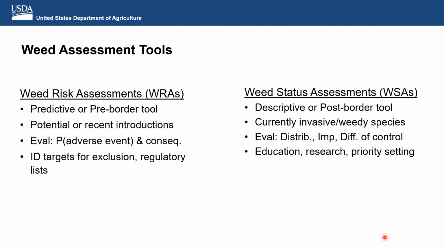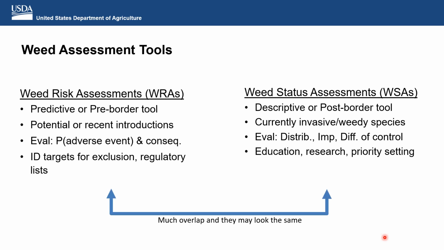I got it. Okay. So the second type of assessments are weed status assessments, which are descriptive or post-border analyses. These typically focus on plants that are already invasive and weedy, so we have no need to evaluate them to see if they're going to become invasive because we know that they are invasive. Instead, they really focus on describing how bad they are, where they are, and whether they are difficult to control. These kinds of assessments are used to develop informational lists, to identify species for research, or to prioritize management activities.